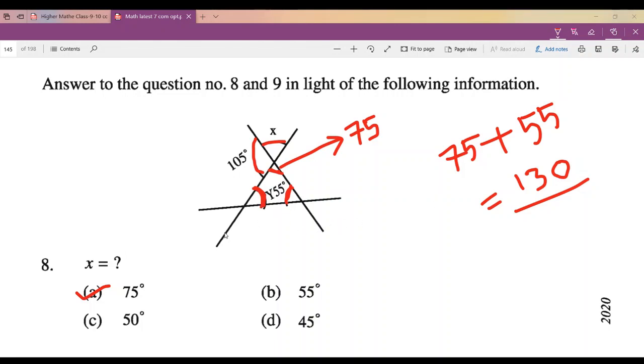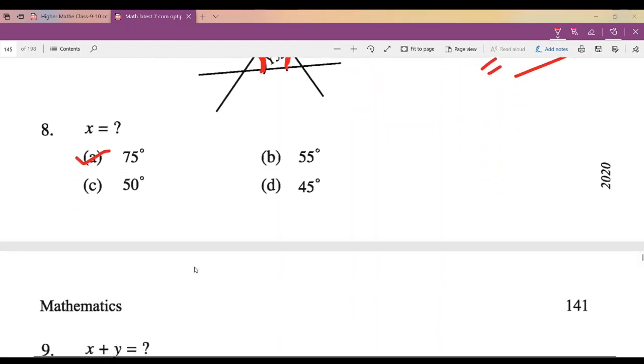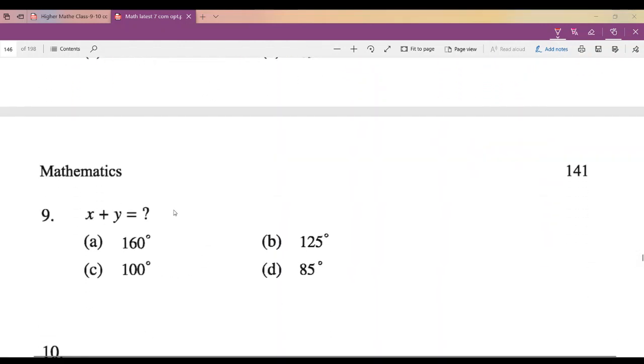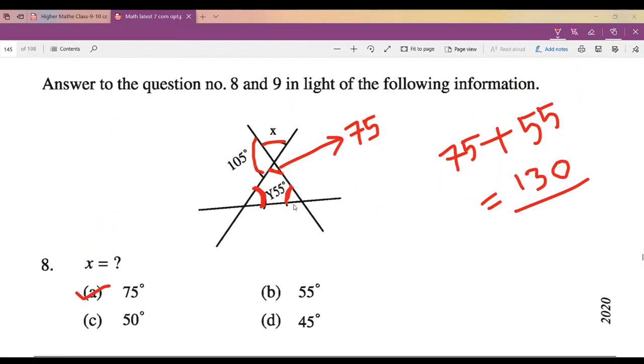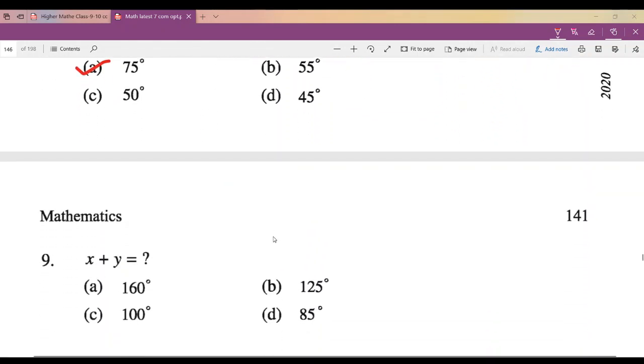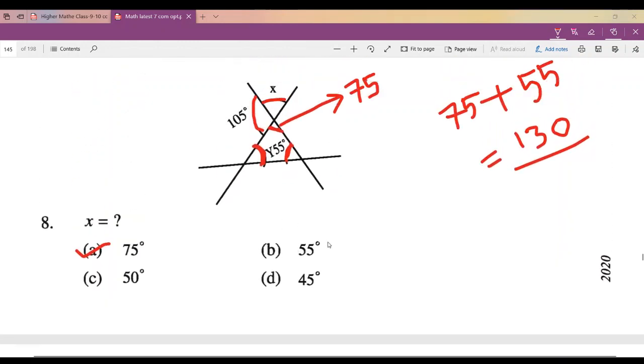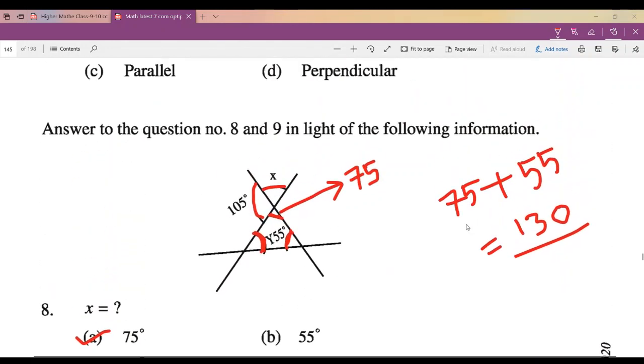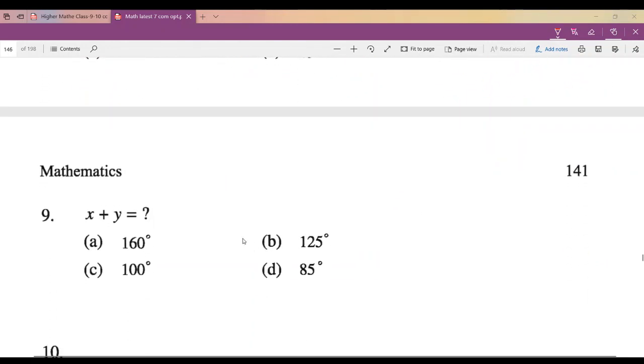We have to find the value of X plus Y. The value of Y is 50 and the value of X is 75. So the value of X plus Y equals 50 plus 75, then we get 125.